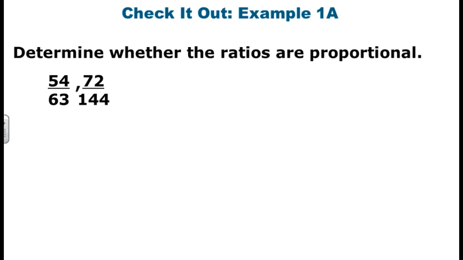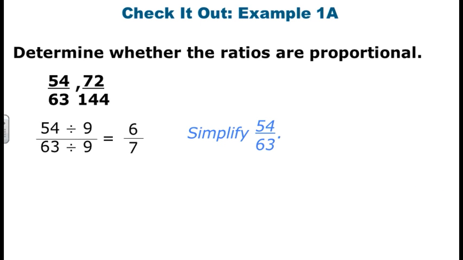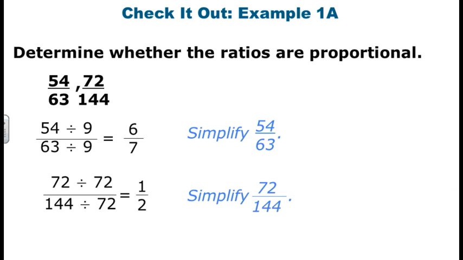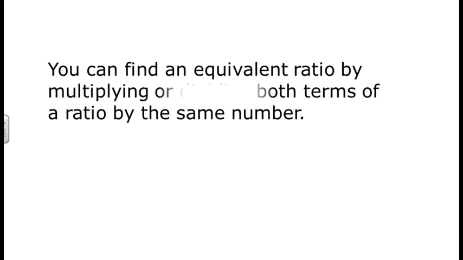All right, let's go through this one. We're going to do the exact same thing. So to test if they're proportional, we're going to simplify. We divide both of them by 9 and get 6/7. Simplify the next one. We divide by 72 and get 1/2. Is 1/2 equivalent to 6/7? No, so they are not proportional.